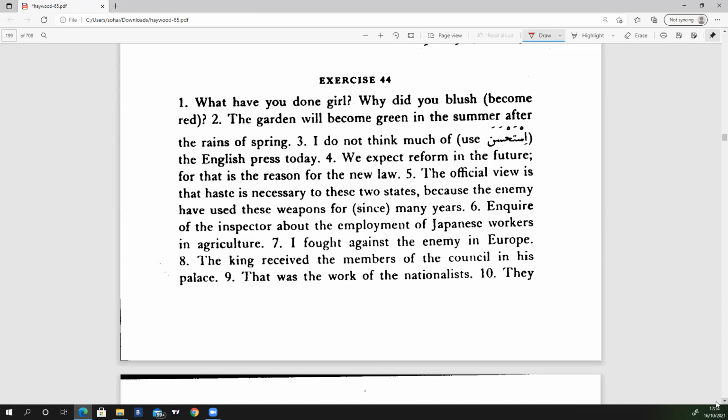So you could either say it without fasl, but if you want to say fasl, I believe it's going to be mudaf and mudaf ilayhi. So you could say fasli s-sayfi, or you could just say sayfi if you want. Yeah. Ba'da al-matari. Okay, carry on. Ba'da matari r-rabi'i.